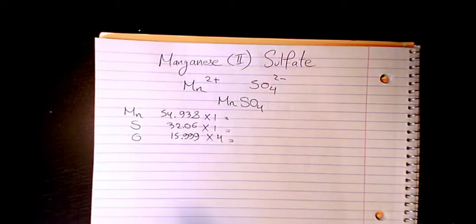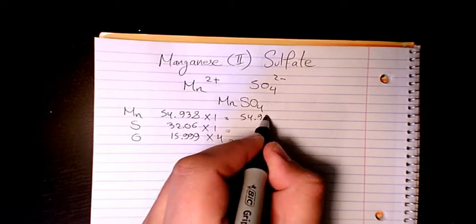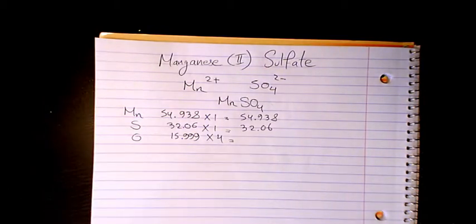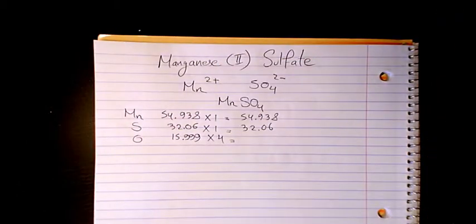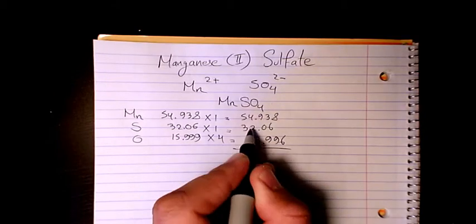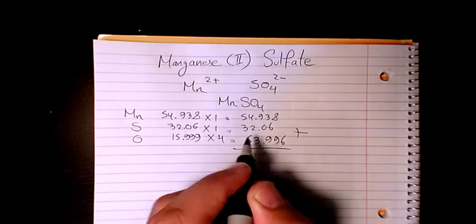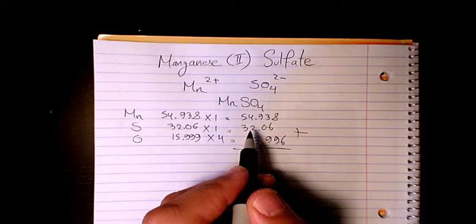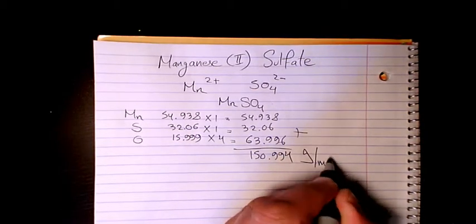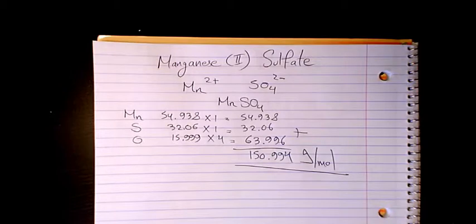So then we have 54.938, here we have 32.06, and 4 times 15.999, I need to calculate it. 15.999 times 4 makes 63.996. Then I add all of them, with 54.938, and that makes 150.994 grams per mole. So that's the molar mass or molecular weight of manganese 2 sulfate.